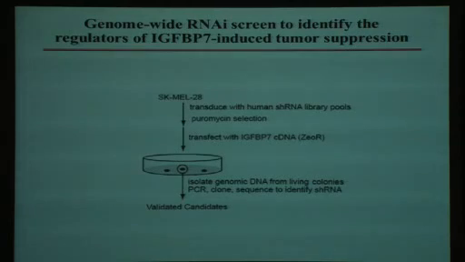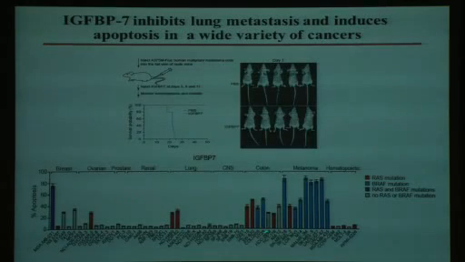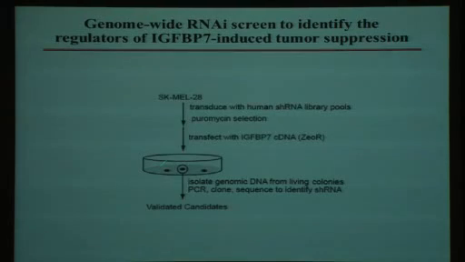To do that, we set up a screen using a cell line, SKML28. As you will see here, this is one of the cell lines which is very sensitive to IGF-BP7 induced apoptosis. The reason to choose this SKML28 cell line was to get the minimum possible background in the RNAi screen. Similar to the previous screen, we transduced these cell lines with shRNA library pools. Here we used lentiviral shRNAs, then did puromycin selection, and then transfected with IGF-BP7 cDNA. Essentially, we are looking for events which will allow survival of the cells in the presence of IGF-BP7.